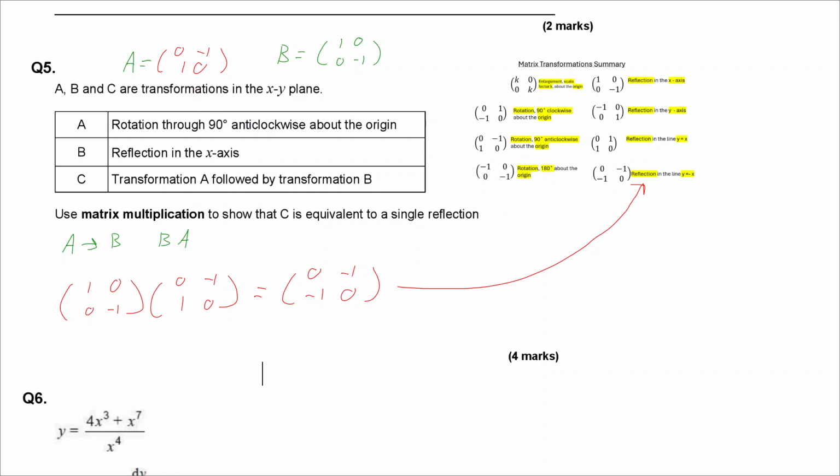And I've just got to state below that this is a reflection in the line y equals minus x. Guys, apologies about that, but it should be fine. There we go.